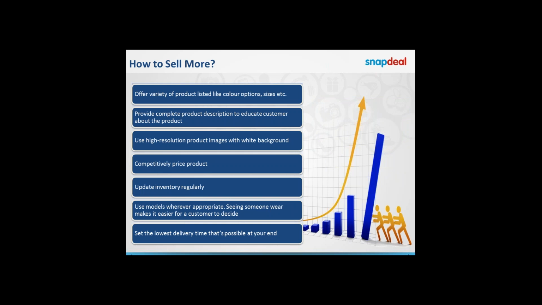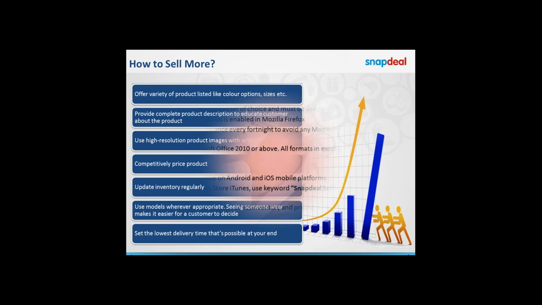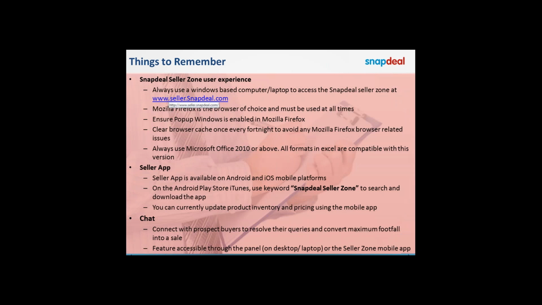The key to sell more is to make sure you have got a vast product assortment. You have got all the variants of a certain product available, all sizes, all colors, all volumes. And then you list products with high quality images, complete product description is provided, and you remain the most competitive seller at all times.